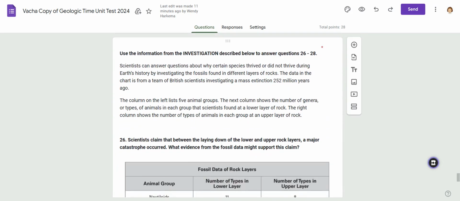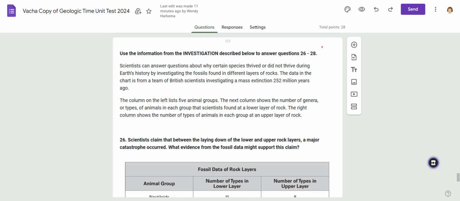For number 26 through 28, use the information from the investigation described below. Scientists can answer questions about why certain species thrived or did not thrive during Earth's history by investigating the fossils found in different rock layers. The data in the chart is from a team of British scientists investigating a mass extinction 252 million years ago. The column on the left lists 5 animal groups.